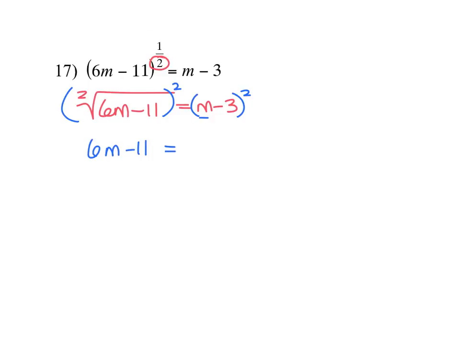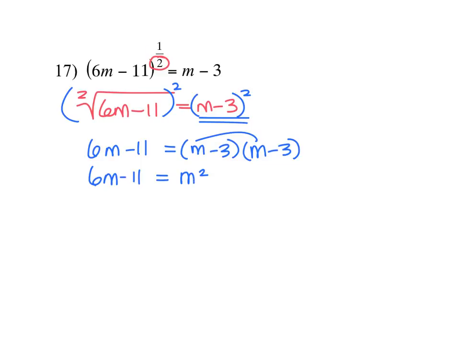On the other side, you all know that means you have to write it twice. So m minus 3, m minus 3. I'm going to have to multiply, so the left side will stay the same. That's m squared. M times negative 3 is negative 3m. Now I'm going to distribute my negative 3. Remember, negative 3 times negative 3 is positive 9.